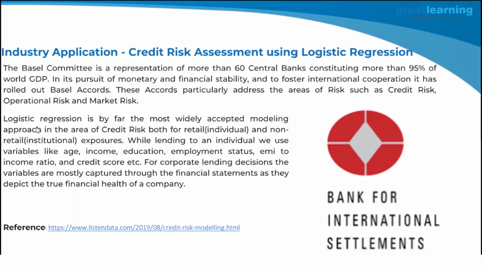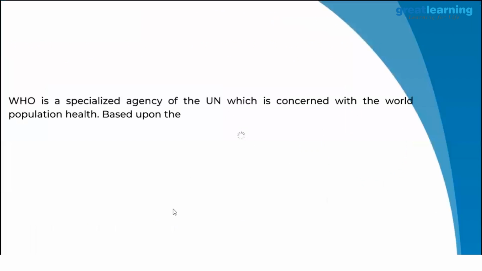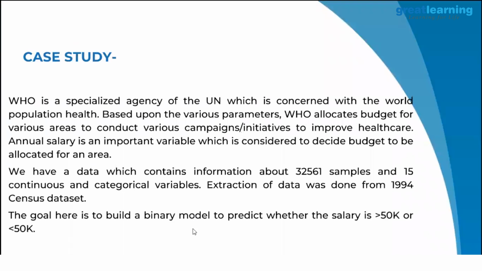And why did I mention this example? Logistic regression is by far the most widely accepted modeling approach in the area of credit risk. Not only in credit risk, in banking, whatever you are going to forecast that is specific to the user or customer base, they still use logistic regression. This is a case study which we will solve quite later.